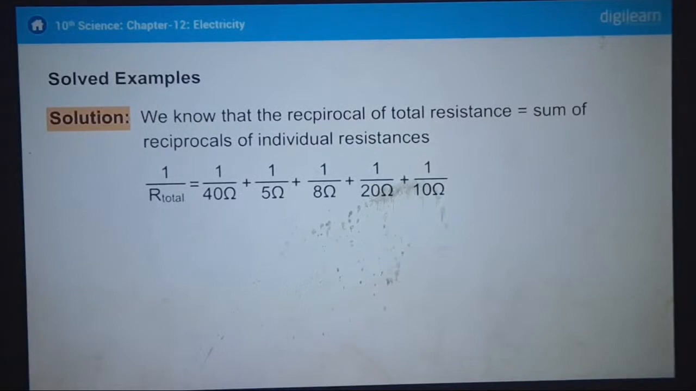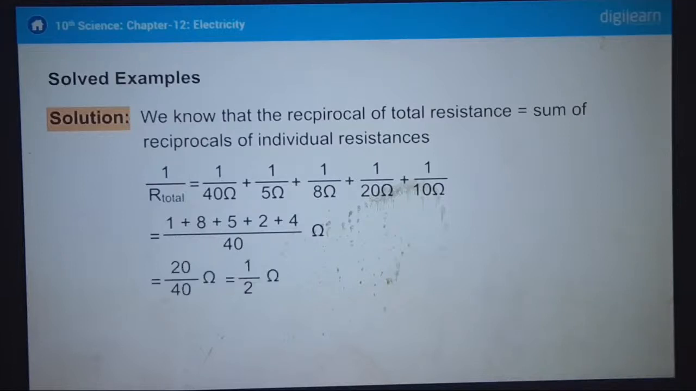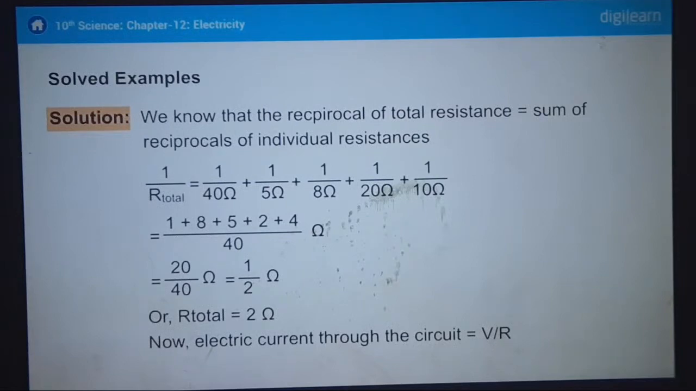1 by R total equal to 1 by 40 ohms plus 1 by 5 ohms plus 1 by 8 ohms plus 1 by 20 ohms plus 1 by 10 ohms. That is equal to 1 plus 8 plus 5 plus 2 plus 4 by 40 ohms, that is equal to 20 by 40 ohms equal to 1 by 2 ohms, or R total equal to 2 ohms. Now, electric current through the circuit equal to V by R, or I equal to 240 volts divided by 2 ohms equal to 120 amps.